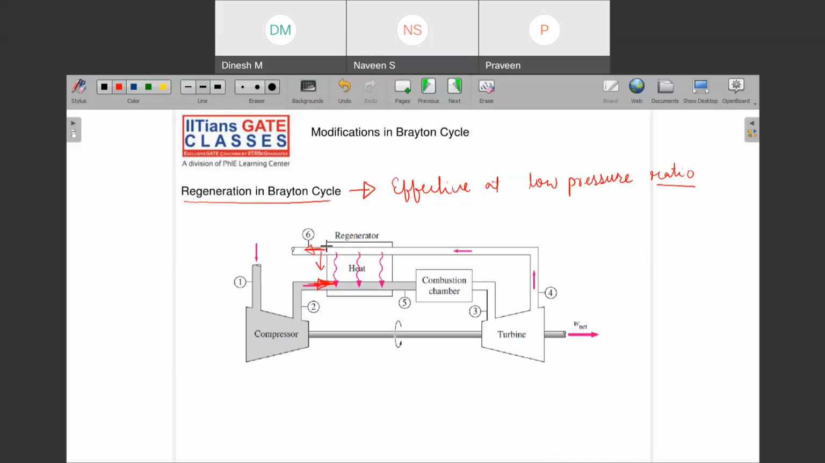Why? Because this is at low temperature and this is at higher temperature. So there will be reverse heat transfer, which you do not desire. So that is why this will be effective at low pressure ratio, very important.